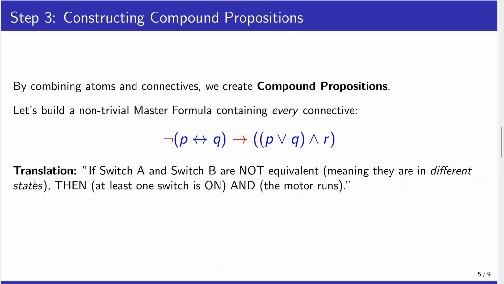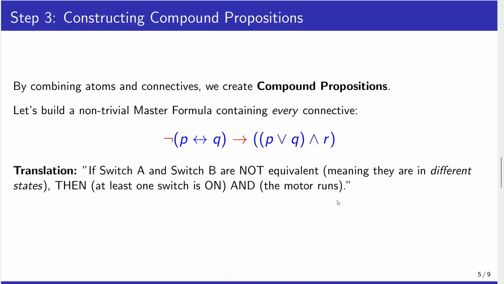Let's translate it back into our machine scenario. The first part, not P if and only if Q, means switch A and switch B do not have the same value. In other words, they're in different states. The arrow means then. The second part means at least one switch is on and the motor runs. So the full English translation is, if switch A and switch B are in different states, then at least one switch is on and the motor runs. See? When we break it down, a complex formula is really just a precise way of writing out a practical, real-world rule.